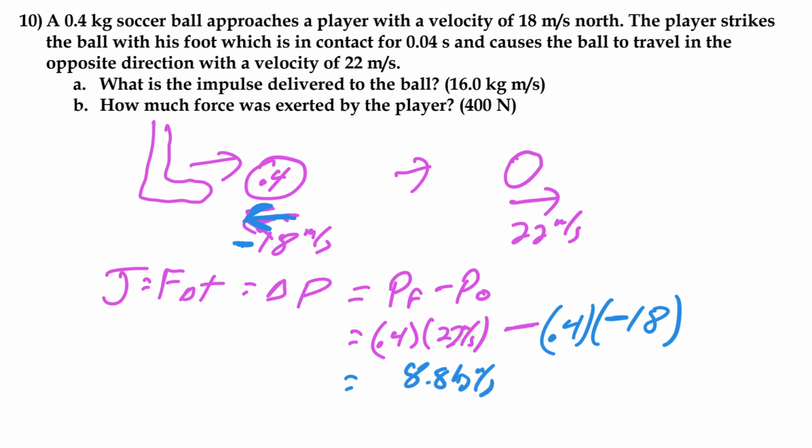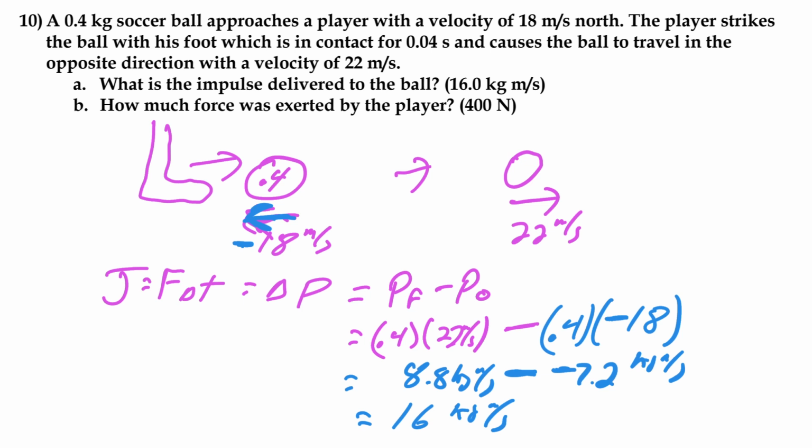And then negative 18 times 0.4, that gets me negative 7.2. So notice we're subtracting a negative. Really what we're doing is we're adding. So 7.2 plus 8.8 means the actual change in momentum is a full 16 kilogram meters per second.